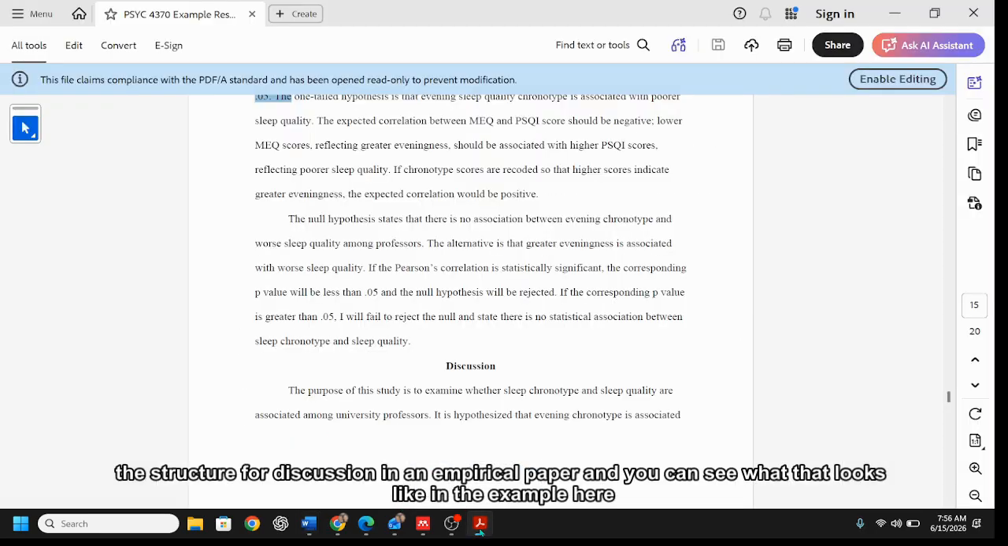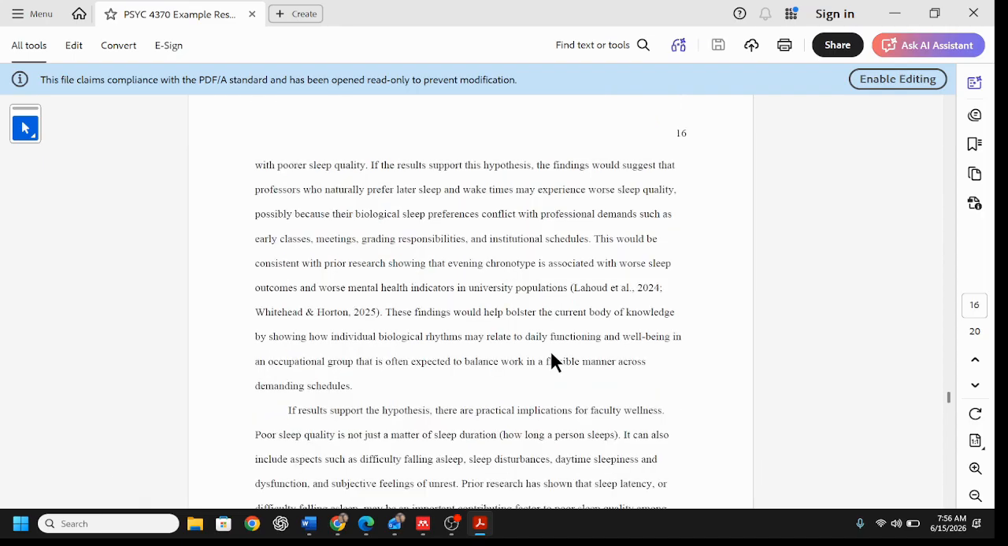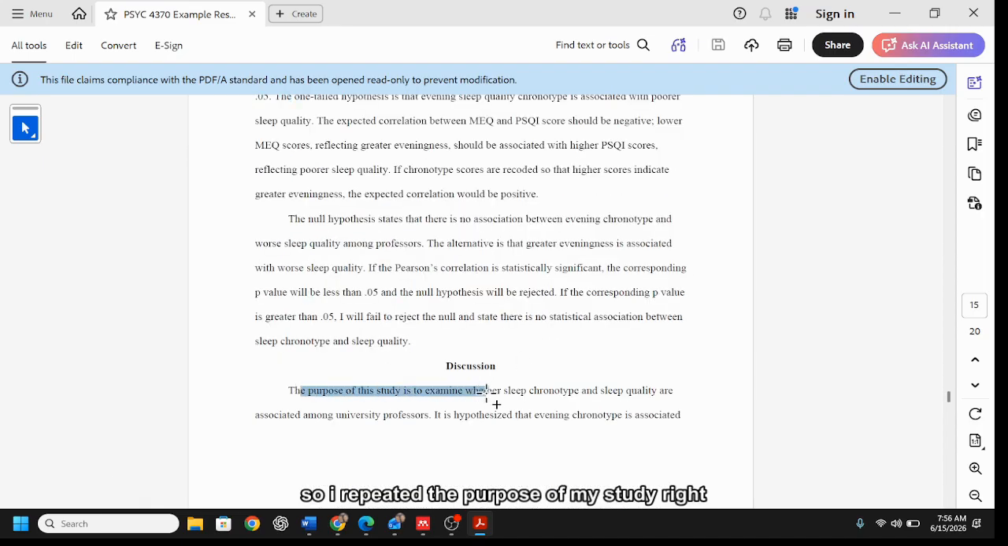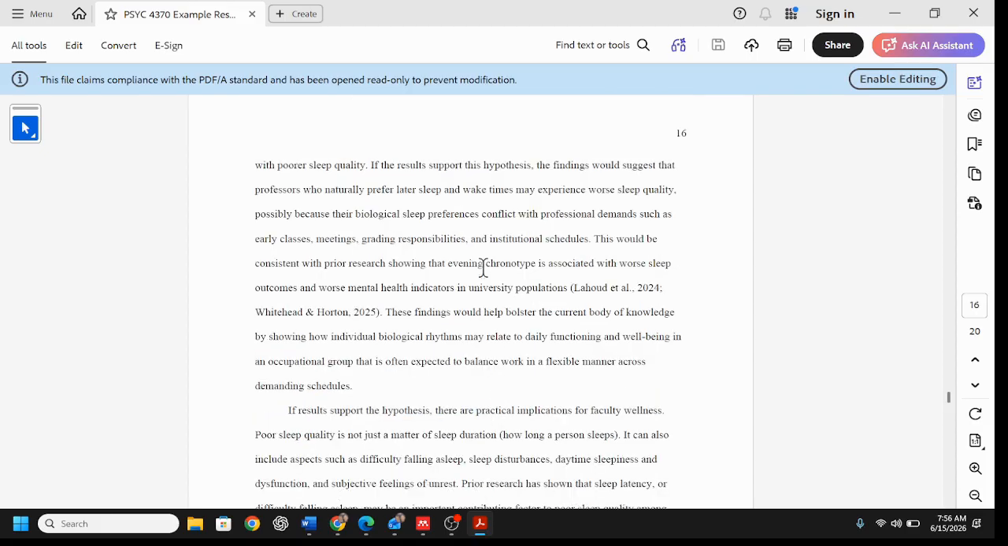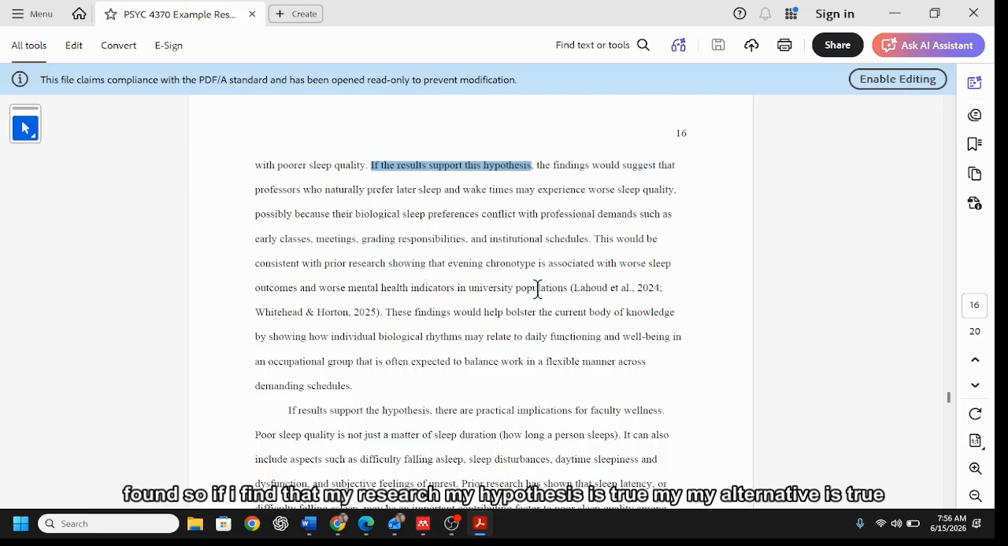paper. And you can see what that looks like in the example here. So I repeated the purpose of my study, right? And then I repeated my hypotheses. Then I talk about what happens if it supports it. And I back that up with some of the research that I found.